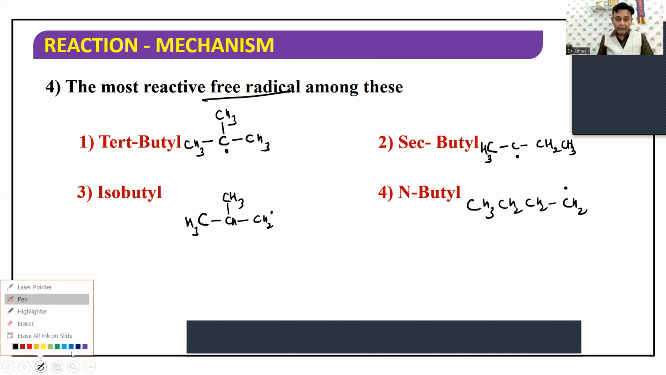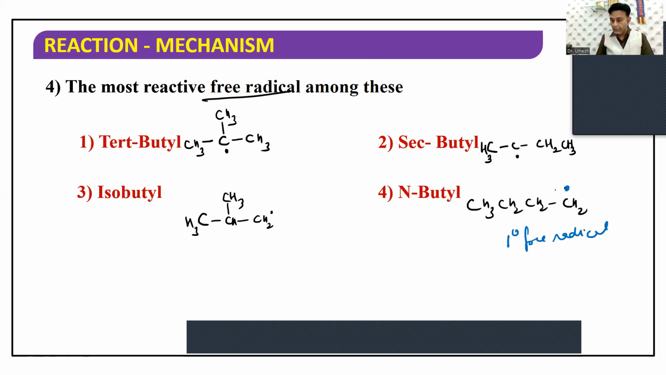So we know from the basic concepts that this, the last one, is a primary free radical. The carbon on which the free electron is present is directly bonded to one more carbon atom. So this is a primary free radical. This is a secondary free radical. This is again a primary free radical. And the carbon atom on which the free electron is there is bonded with 3 other carbon atoms. This is called a tertiary free radical.